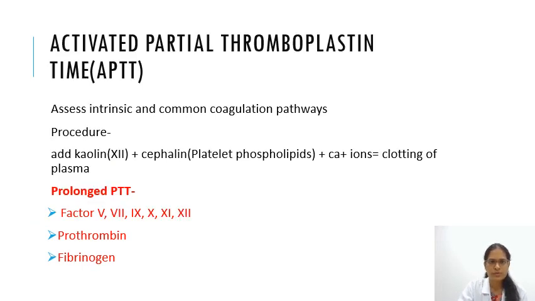The next important test is activated partial thromboplastin time. It is used to assess the intrinsic and common coagulation pathways. The procedure is we have to add kaolin, which acts as factor 12, and cephalin and calcium ions, and see the clotting of plasma. So activated partial thromboplastin time is prolonged whenever the factors involved in the intrinsic and common coagulation pathways are deficient. Those all will cause prolongation of APTT. So those are factor 5, 7, 11, 10, 9 and 12, prothrombin and fibrinogen.